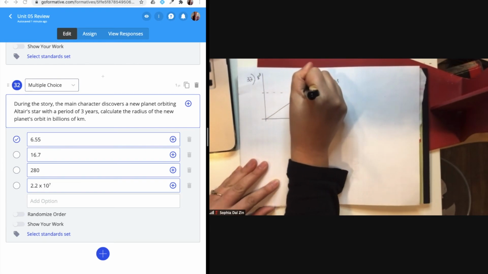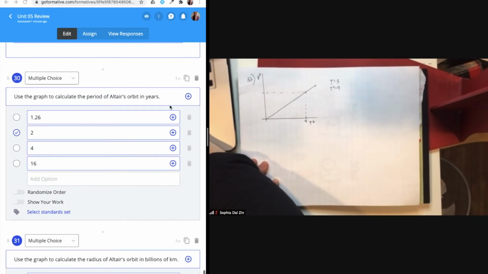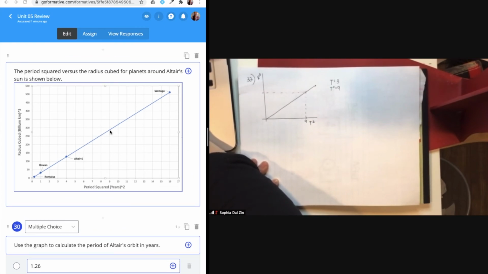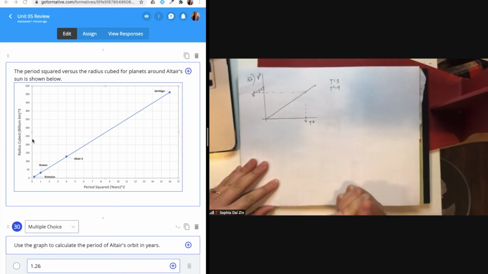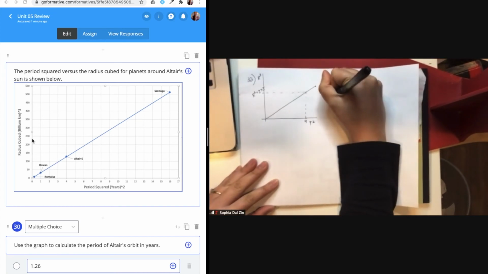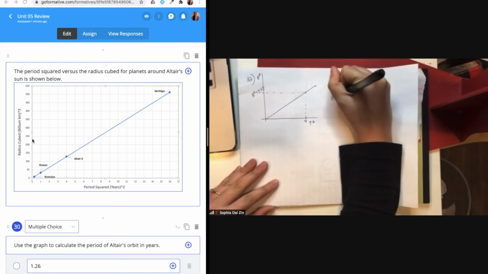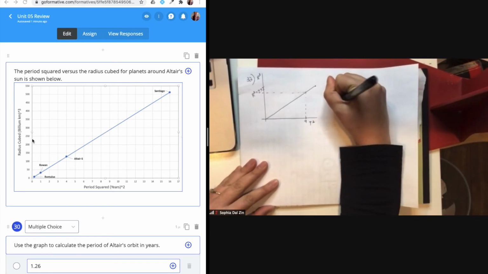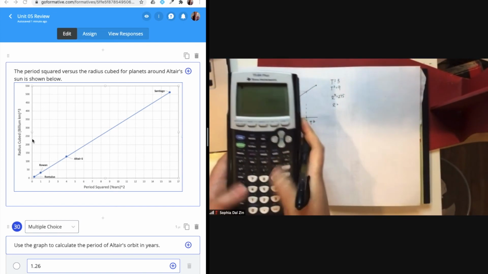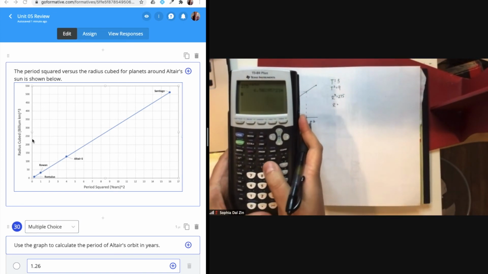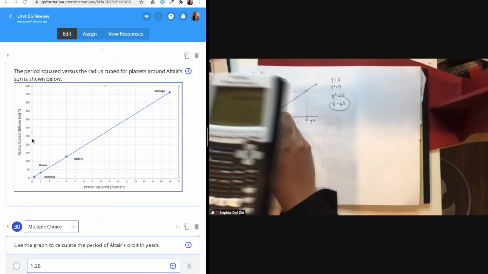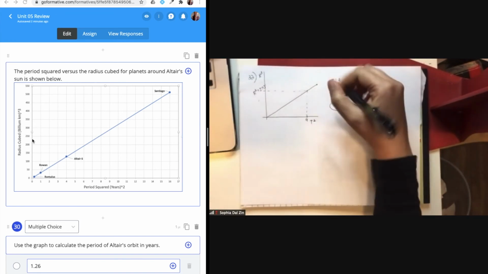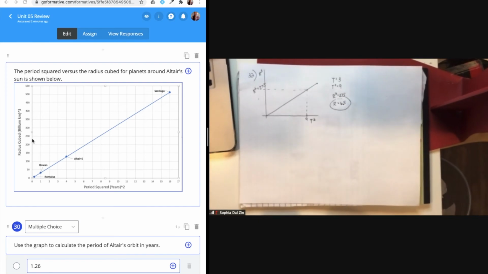And I see that it's between, let's check. Let's go up to 9 and over. Between 250 and 300. Let's call that r cubed is about 275. If I read the graph and see that r cubed is about 275, that must mean r is 275 to the 1/3 power. R is about 6.5, and whatever units are on the y-axis. Billions of kilometers were on the y-axis, so 6.5 billion kilometers for the radius.